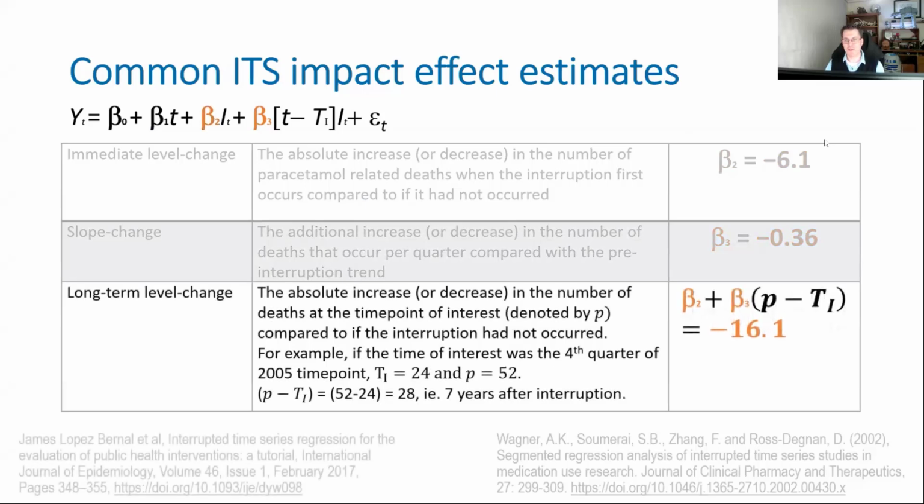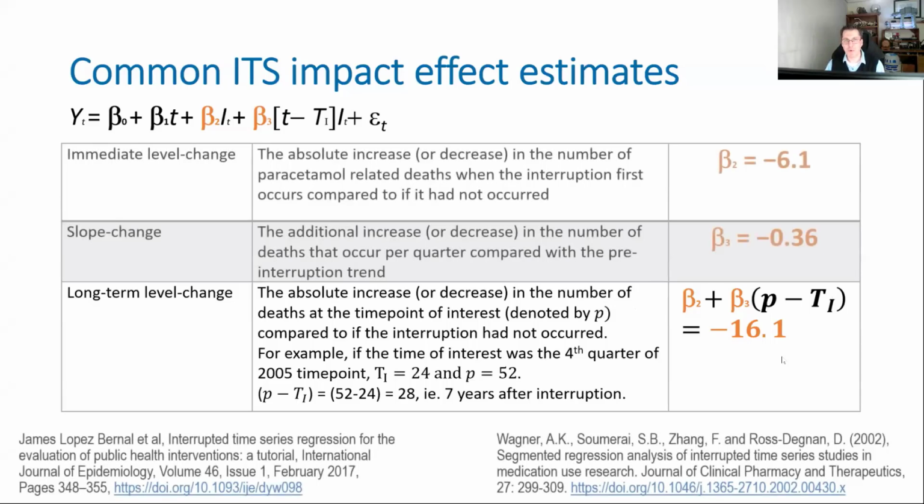And finally, our long-term level change has a slightly more complicated looking formula, but all we're doing here is taking our level change and then adding our slope times however far down track we're interested in looking. So in this example here, if the time of interest was the fourth quarter of 2005, 7 years after the interruption, we would see that our long-term level change is -16, which is quite considerable. If you recall that the very beginning of the time series, there were about 30 deaths per quarter. So we're looking at quite a substantial decrease there. So these are the most common ways to measure the impact.